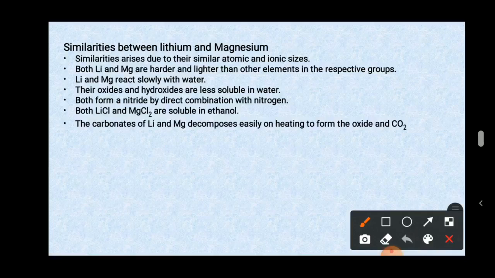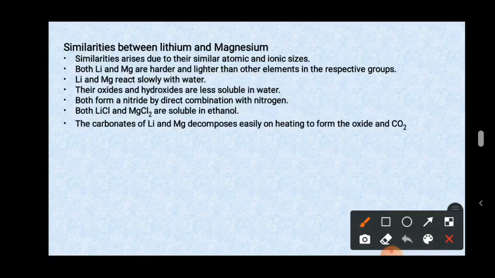Why is the name alkali metals given to group 1 and group 2 elements? Because their oxides and hydroxides dissolve in water, but those of lithium and magnesium are less soluble in water. Both form nitrides. I already told you that only lithium reacts with nitrogen to form a nitride; other alkali metals do not react with nitrogen. In the same way, only magnesium reacts with nitrogen to form a nitride; other alkaline earth metals will not react with nitrogen.